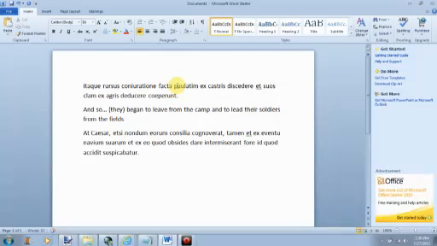Now we've got these words paulatim and clam, which are both adverbs. So they began to leave from the camp little by little, and to lead their soldiers from the fields clam, stealthily. I can spell stealthily.